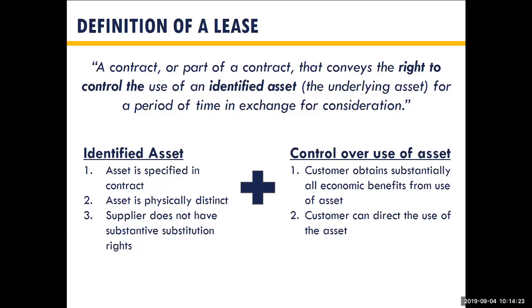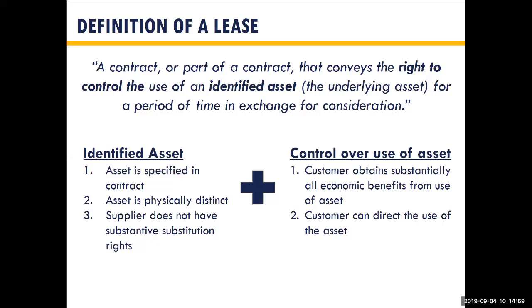On the identified asset, if you look at the bottom point, the supplier does not have a substantive substitution right. So let's talk about what that means. If you enter into a lease for a series of copiers, and if one of them breaks down, the lessor has the right to come in and just replace that, is that a substantive substitution right? In that example, the answer would be no, and this would still be considered to be a lease, at least in terms of identified asset and control over that asset over a period of time.